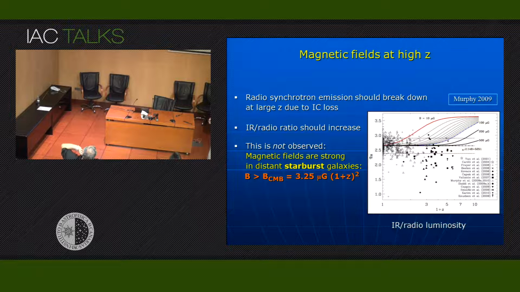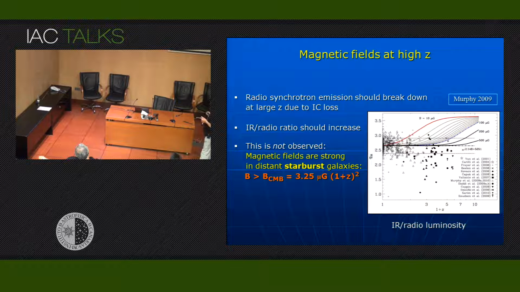The photon field, the energy density of the photon field gets really strong. And beyond some redshift, most of the emission should go into the X-rays, and that means the radio emission should break down. And the radio-infrared ratio, that's the other way around, the infrared over radio ratio should go up. That means the infrared emission is still there, but the radio emission should decrease. So this is what simple models explain.